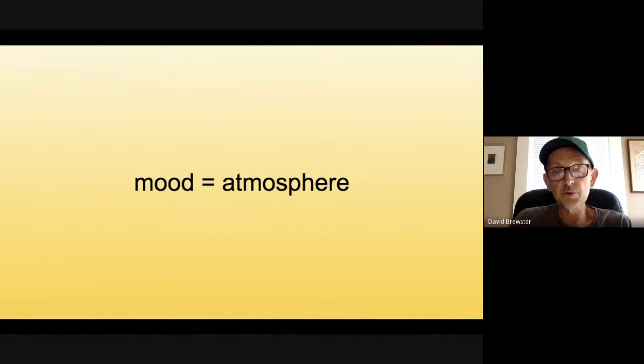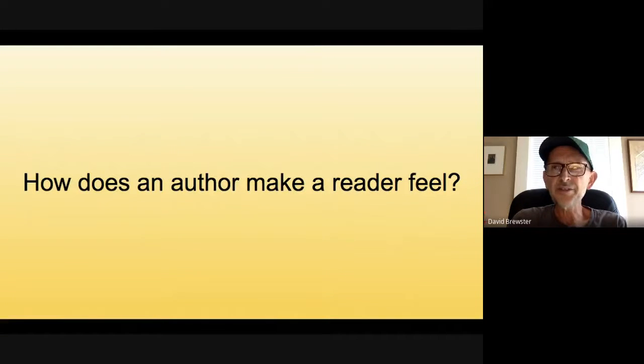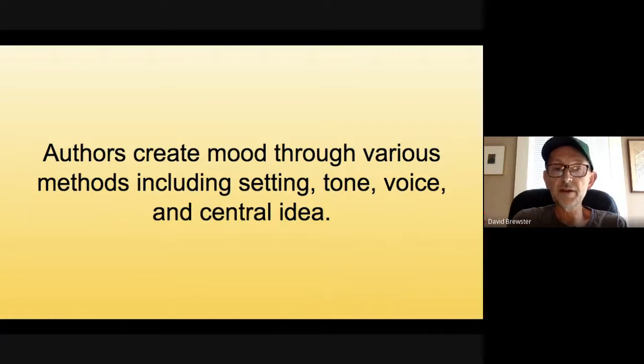Another word for mood is atmosphere, and you may have heard that word before, whether it's applied to a traditional text like a story, or more like a movie, which is another kind of text. There are many words that can describe mood in a text. A text can be creepy or frightening or gloomy or joyful or romantic or suspenseful. But how does an author actually make you feel? Well, authors create mood through various methods, including setting, tone, voice, and central idea.